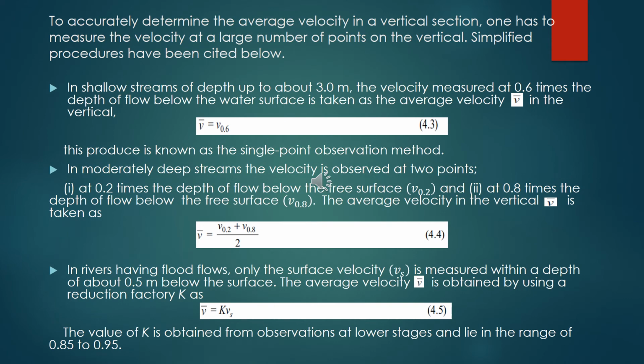To accurately determine the average velocity in a vertical section, one has to measure the velocity at a large number of points on the vertical. Simplified procedures have been cited below.